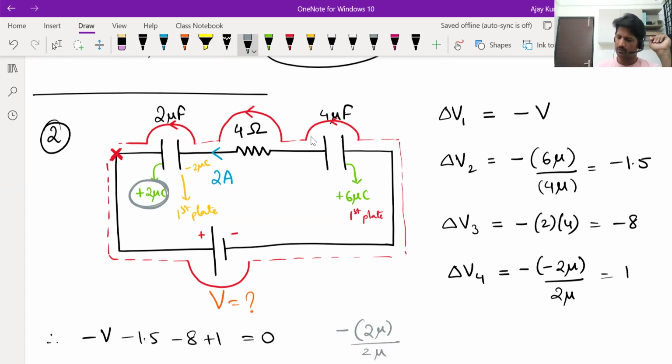Then across the resistor, you'll be going opposite to current. So plus IR plus 8. All of them will have opposite signs if you move that way. That's all. Is it clear?